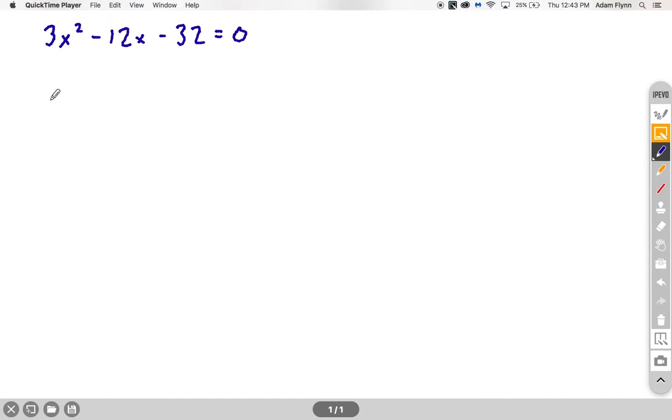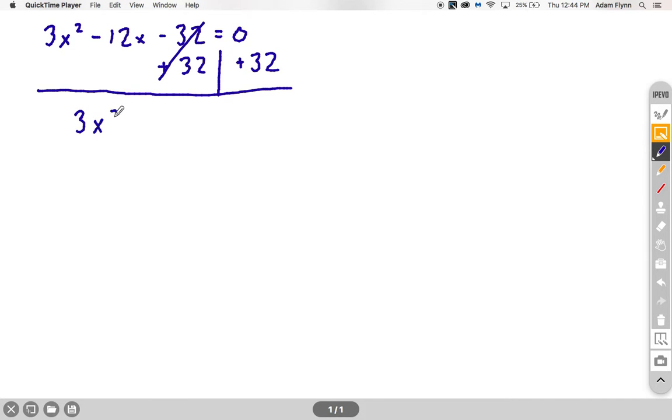So first thing I'm going to do when I'm completing the square, I'm going to take my C term and I'm going to add or subtract it over to the other side of the equal sign. It was minus 32, so to cancel that out, I will add 32. Negative 32 plus 32 cancels out. I get 3x squared minus 12x equals positive 32. Okay, so that's our first step when we complete the square.